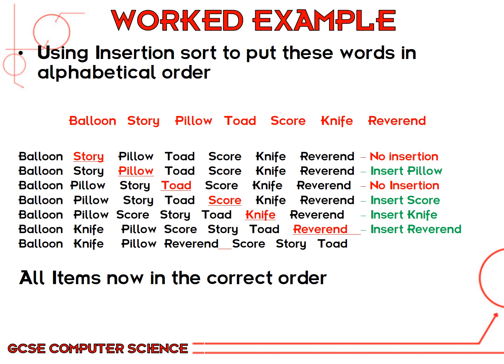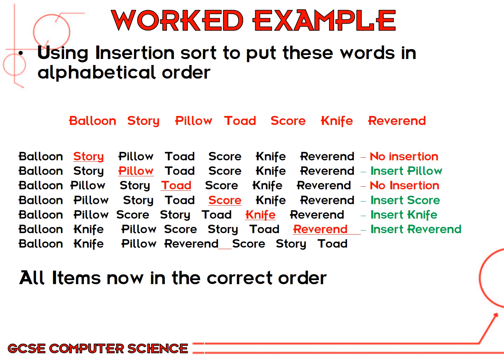Then we do score, that needs to move. We do knife, that needs to move. And we do reverend, that needs to move. That basically puts all the items in the correct order. As you can see, it was pretty quick, relatively easy to do and pretty easy to code.